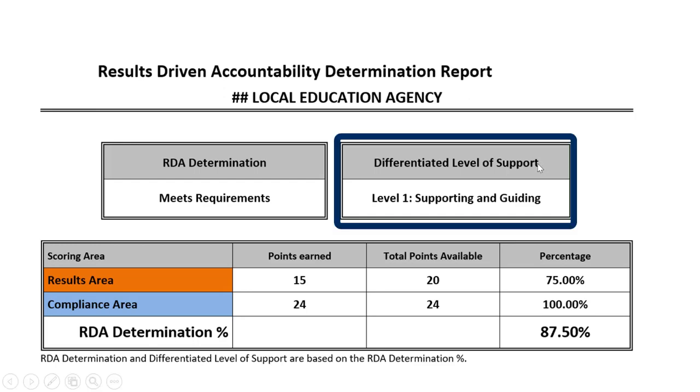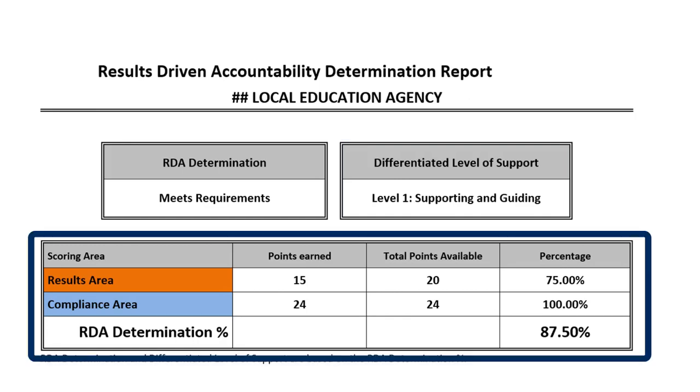This next box here is the differentiated level of support, and these levels of support are aligned with the RDA determination. So if your determination is meets requirements, your level of support will be level 1, supporting and guiding. This will be the universal support category. If your RDA determination is needs assistance, your level of support will be level 2, assisting and mentoring. And if your determination is needs intervention, your level of support will be level 3, directing.